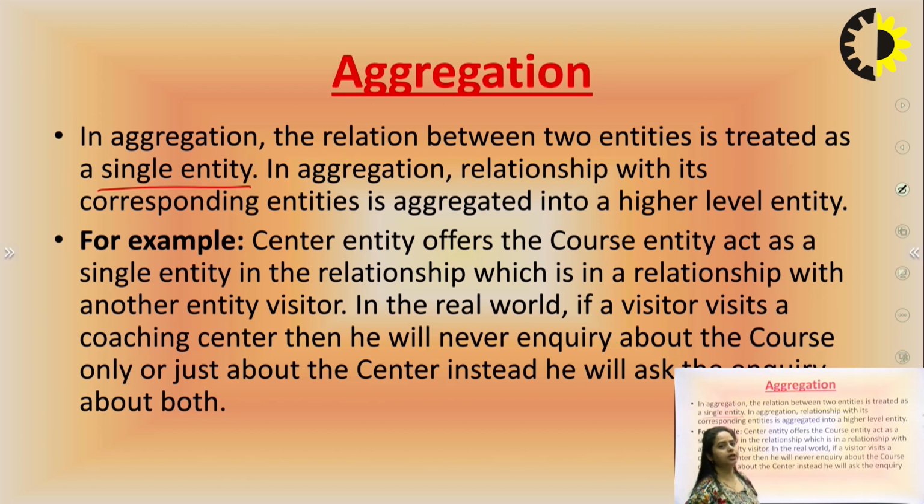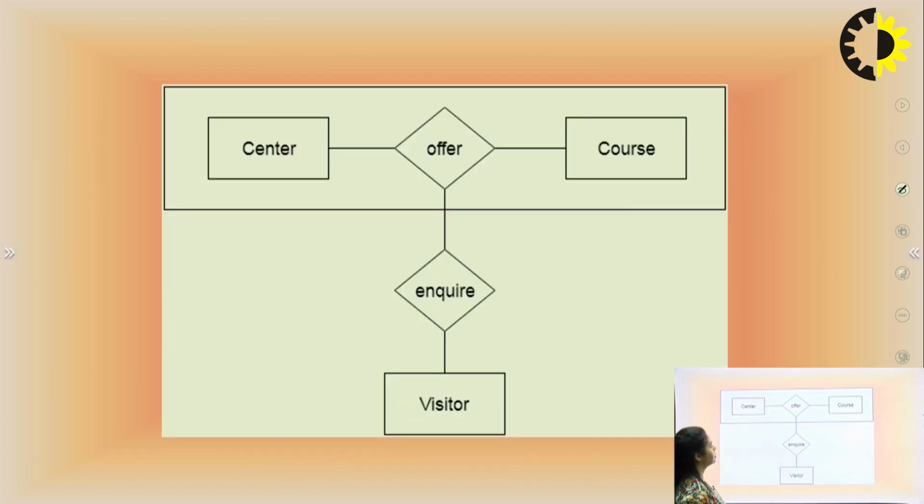In aggregation, a relationship with its corresponding entities is aggregated into a higher level entity. Let's suppose we have an example. A visitor is coming to the college to visit the college. So the visitor may not only visit the college, he must also get information from the college about the courses and the activities the college has. So this is the example.